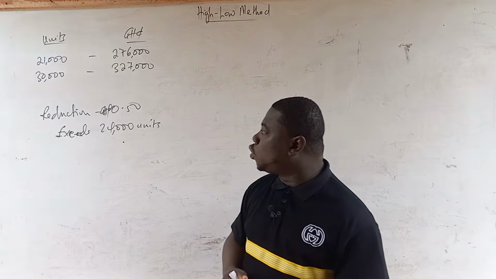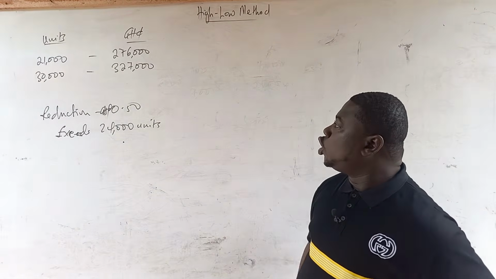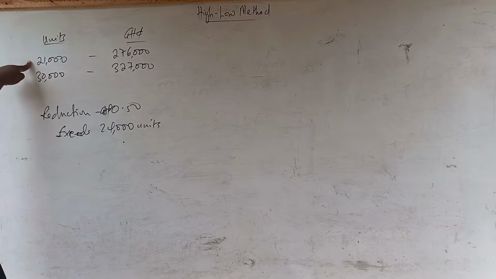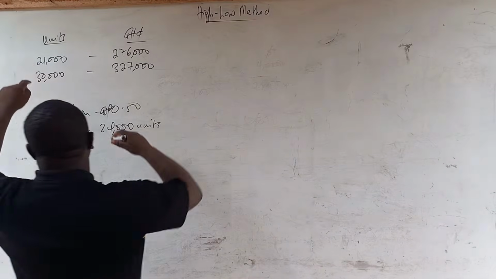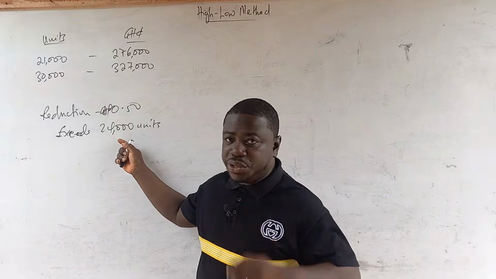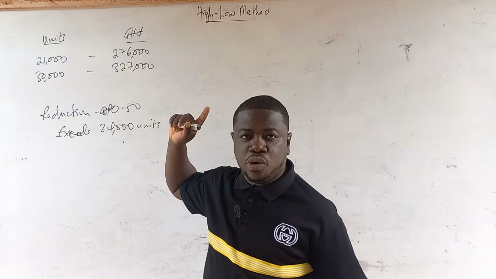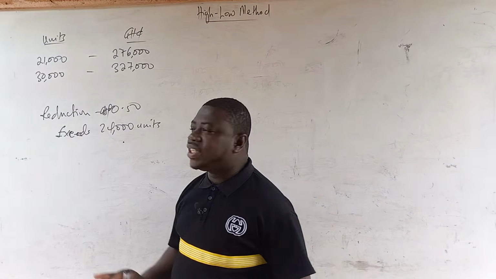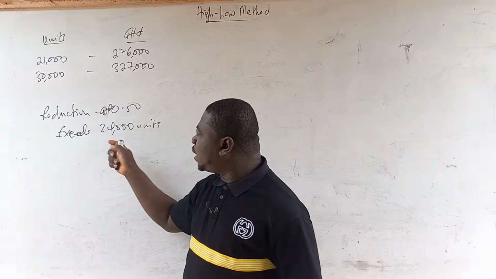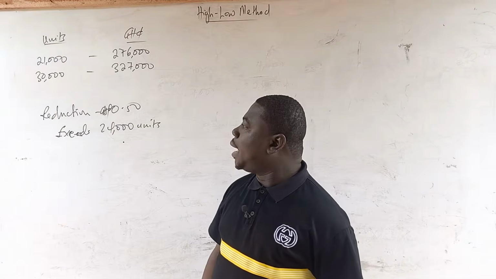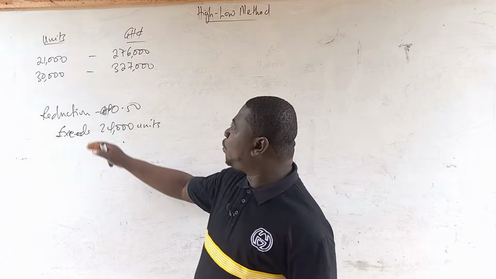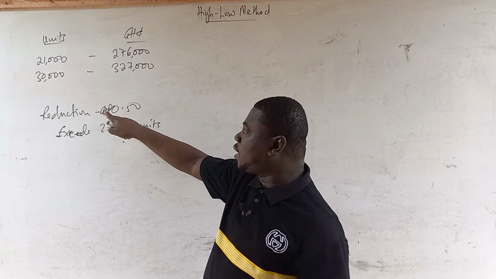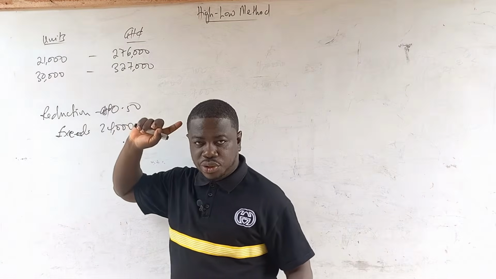Now, how are we going to go by this? It's very simple. You see that these two activity levels are in two different domains. The first activity level, which is the lowest level, does not exceed the 24,000 units. So there is no reduction in variable cost per unit at that level. But when we come to the highest activity level of 30,000, 30,000 is exceeding 24,000 by 6,000. And therefore, there is a reduction of 50 pesos on the extra 6,000 units only.